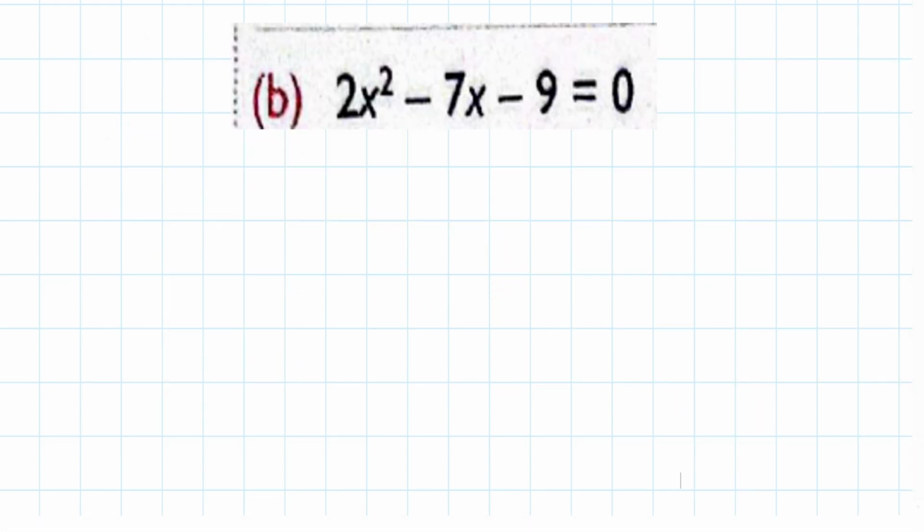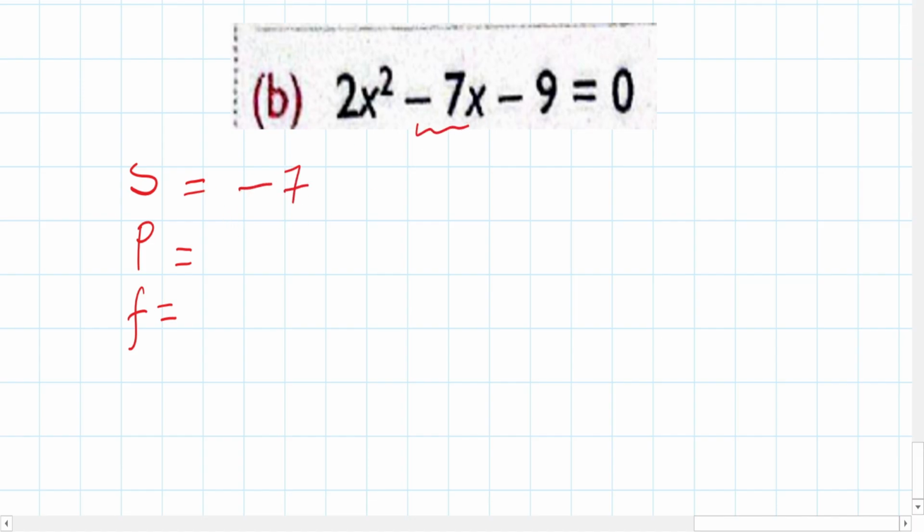Okay, what if we have a question like this, where we've been asked to solve 2x squared minus 7x minus 9 equal to 0. Now again, if you've watched my previous videos, then this one might be easy for you. Now our sum is basically the middle number, which is negative 7. Our product is the first times the last number, which if you take 2 times negative 9 is going to give you negative 18.